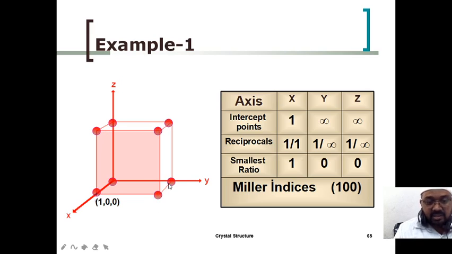On the y-axis, it is parallel to another axis. So if the plane is parallel to any of the axes, we'll just take it as infinity. You already know parallel lines never meet, and they meet at infinity. So this particular plane is parallel to the y-axis, so we'll just take it as infinity. And also this plane is parallel to the z-axis, so that is taken as infinity.